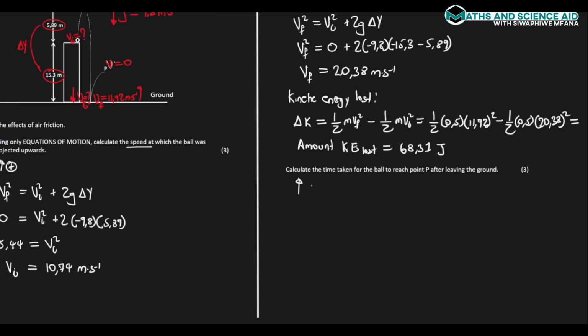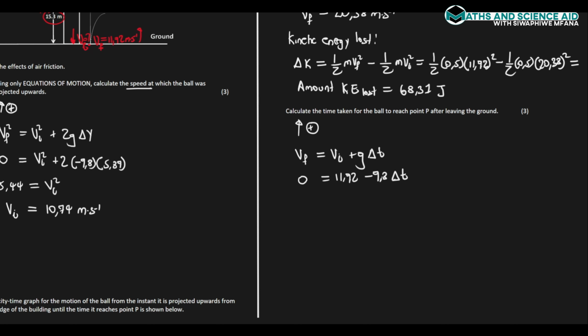And of course, we are still taking upwards as our positive direction. Vf is equal to Vi plus G delta T. We have the final velocity, the initial velocity, and we want to work out time. So the final velocity is 0. The initial velocity is positive 11,92. G is negative 9,8. And we need to solve for delta t.